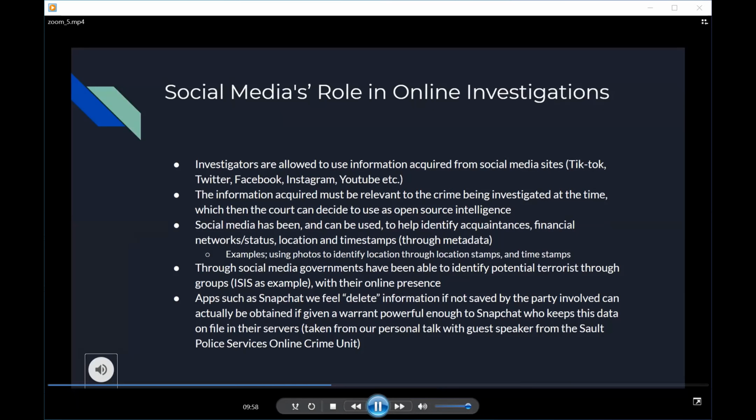Social media has been and can be used to help identify acquaintances, financial network statuses, locations, and timestamps through metadata. Examples of this are using photos to identify location through the location stamps on the actual photos themselves. Through social media, governments have been able to identify potential terrorists through groups, ISIS as an example, with their online presence.